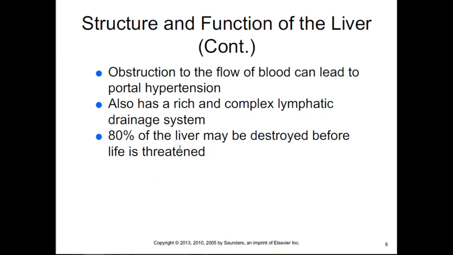Obstruction to the flow of blood can lead to something called portal hypertension. And portal hypertension is quite dramatic. That's probably one of the main things that is going to happen to the liver that's going to destroy the liver. It also has, obviously, as every organ does, a lymphatic drainage system. And 80% of the liver may be destroyed before life is threatened.